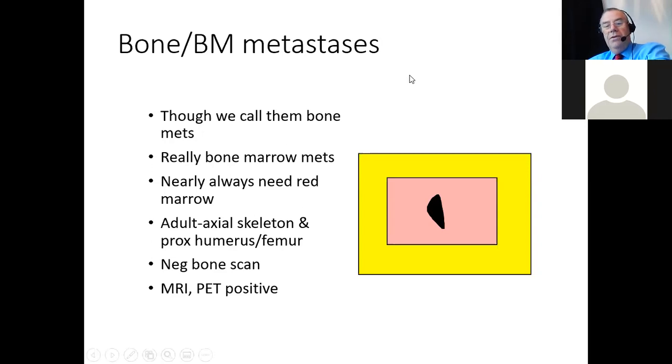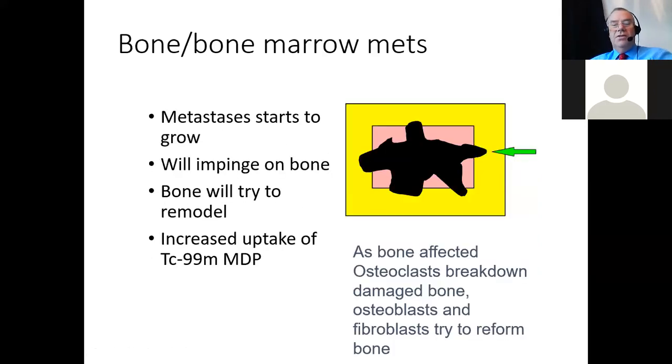So what then happens is that these metastases grow. When they impinge on the bone, the bone tries to remodel, and it remodels by two actions. The osteoclasts break down damaged bone, and that gives you a lytic lesion, which we can't really see. But osteoblasts and fibroblasts try to reform bone around the metastasis, and that's where we see uptake of MDP. And that's where we see the increased uptake of MDP that's classically seen in bone metastasis.